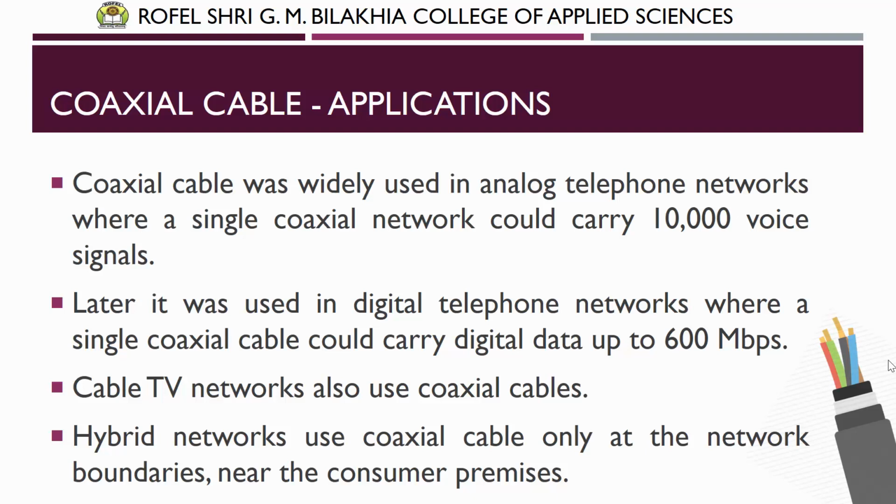Then cable TV networks also use coaxial cable. In the traditional cable TV network, the entire network used coaxial cable, but later, cable TV providers replaced most of the media with fiber optic cable. Next, hybrid networks use coaxial cable only at the network boundaries and near the customer premises. Cable TV uses coaxial cable, for example RG59. RG59 is one name of a coaxial cable.